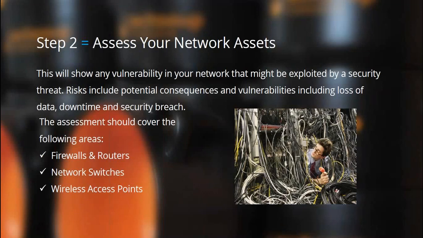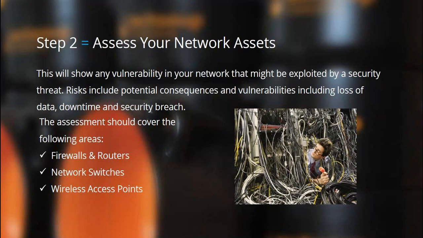So step 2, assess your network assets. Basically, you want to have a look at the network infrastructure. This will help you see any vulnerabilities in your networks that can be exploited by a security threat, so virus or malware, hacking attempts, or something like CryptoLocker. The consequences from these are loss of data, downtime, security breach, even the public exposure of your organization in the news if you have a loss of personal data. So this is another important area to look at.